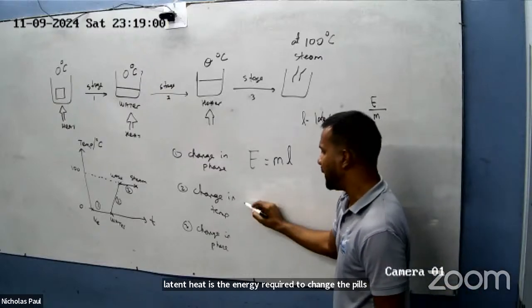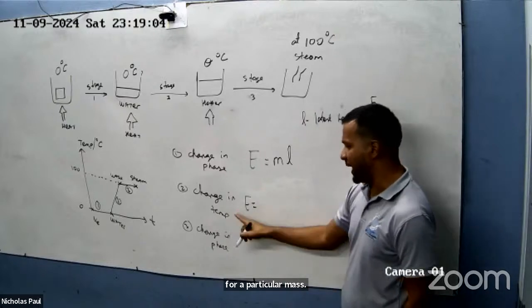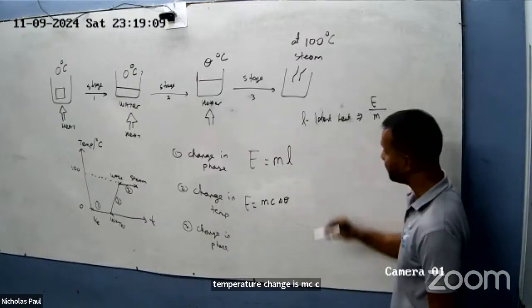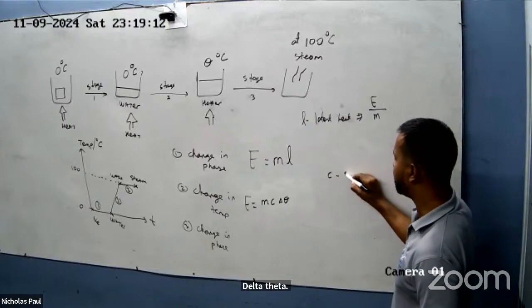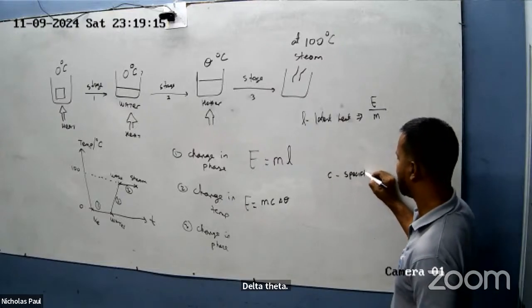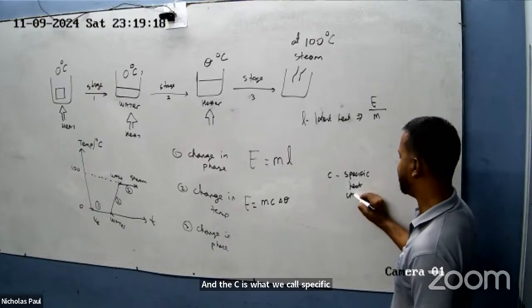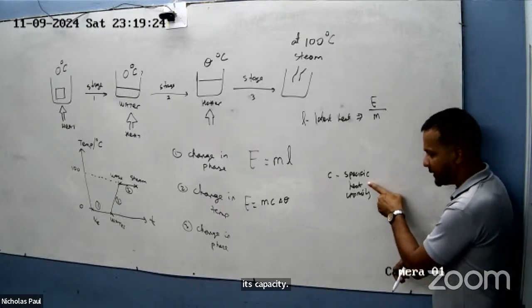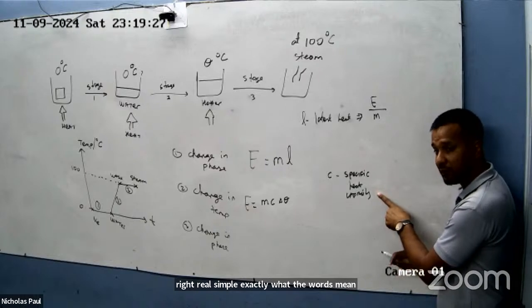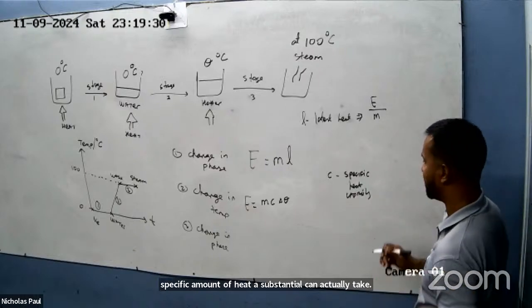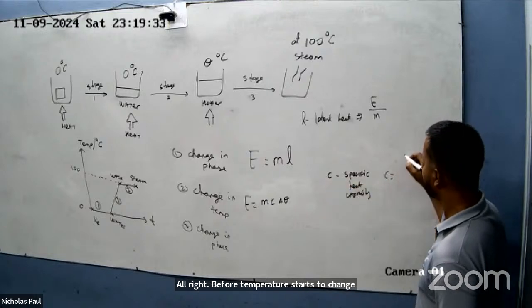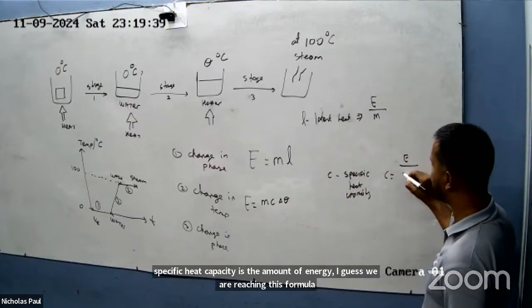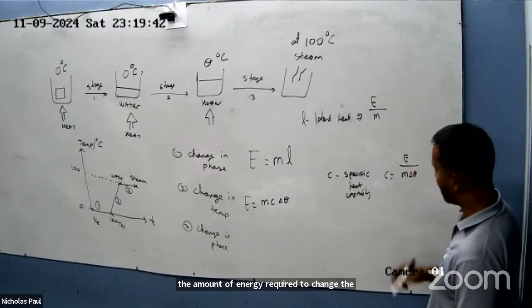On the other hand, if I had a temperature change, the energy required for this temperature change is mcΔθ. And the c is what we call specific heat capacity. Right? Real simple, exactly what the words mean. The specific amount of heat a substance could actually take before temperature starts to change. So specific heat capacity is, rearranging this formula, the amount of energy required to change the temperature of a particular mass.